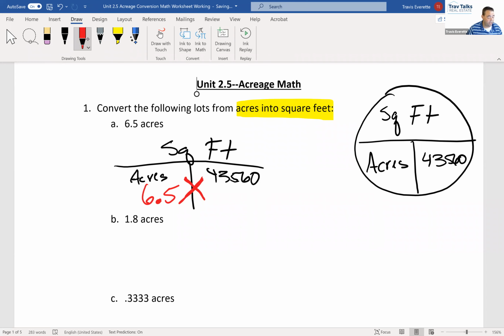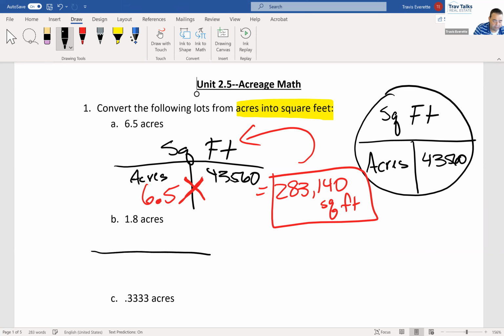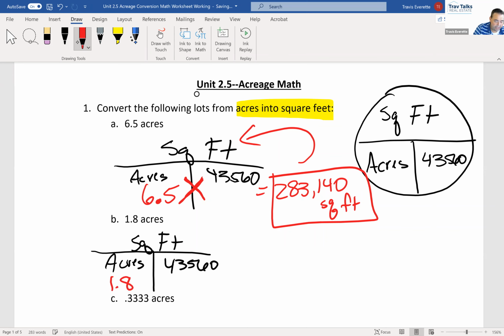So 6.5 times 43,560 gives us 283,140 square feet. 283,140 square feet is the number of square feet we have for 6.5 acres. So we're going to do that same process again in this question. We've got square footage up here on the top, acres here on the bottom, and then 43,560. And they give us 1.8 acres.